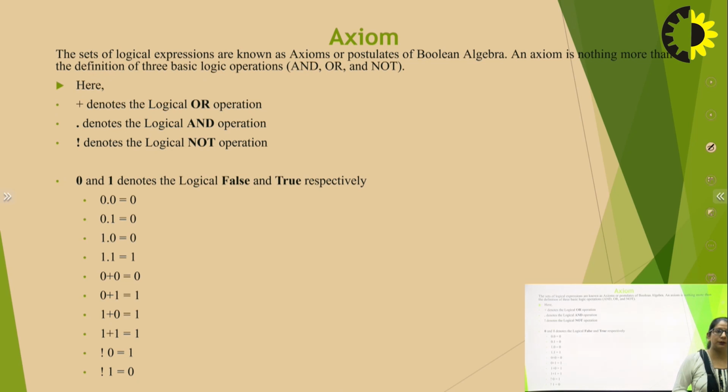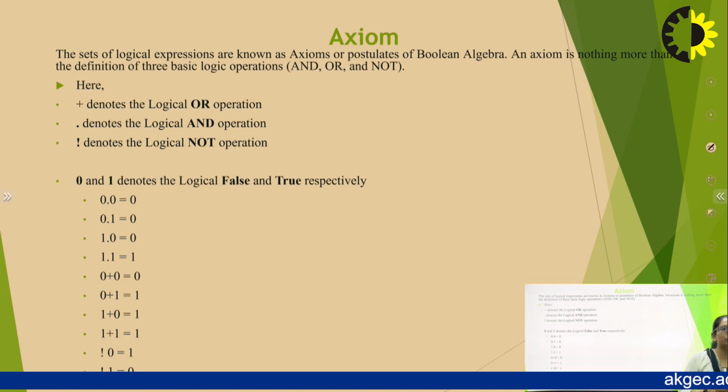Then there are some important concepts, like what are the axioms here. These are the set of logical expressions which we call axioms or the postulates of Boolean algebra. An axiom is nothing more than the definition of the three operations AND, OR, NOT. These are the three basic operations: OR is denoted by the plus, AND is denoted by the dot, and NOT is denoted either by the exclamation mark or by the bar.